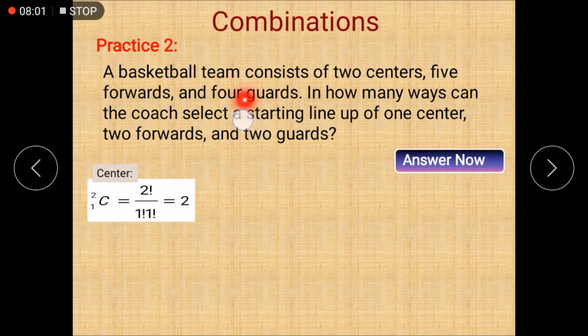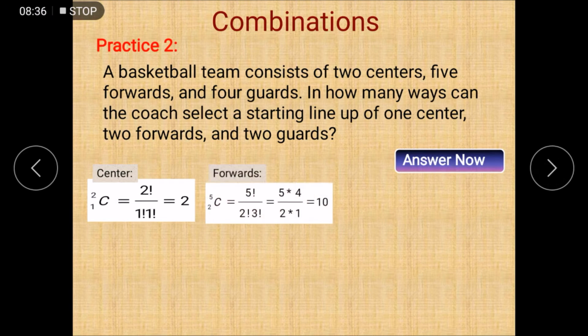So now the coach wants to select people to join the tournament, or the competition. Out of the 2 centers that he had trained, he has to choose only 1 person to join the tournament. You can see here 2C1. This is the correct way to write it, on the left side, 1 on top, 1 at the bottom. So 2 factorial divided by 1 factorial times (2 minus 1) factorial, which is 1 factorial, is 1. So it's 2. To choose the center, this is the possible number of ways.